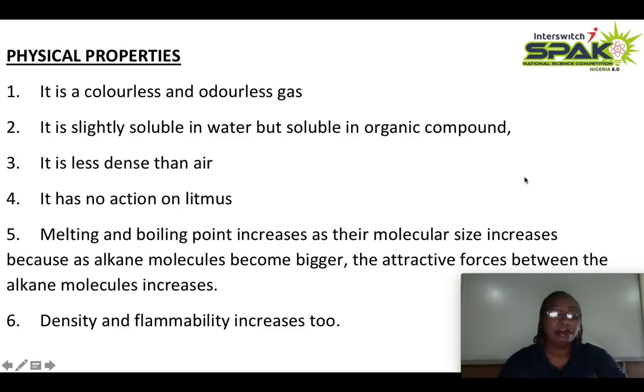Then the density and flammability increase as well, because they have more carbon, so they become more dense and they can become more flammable.